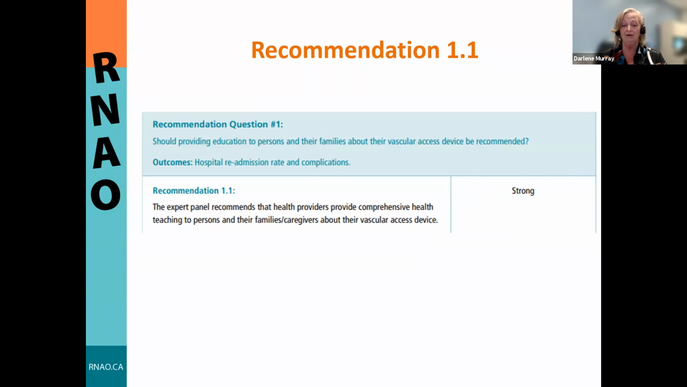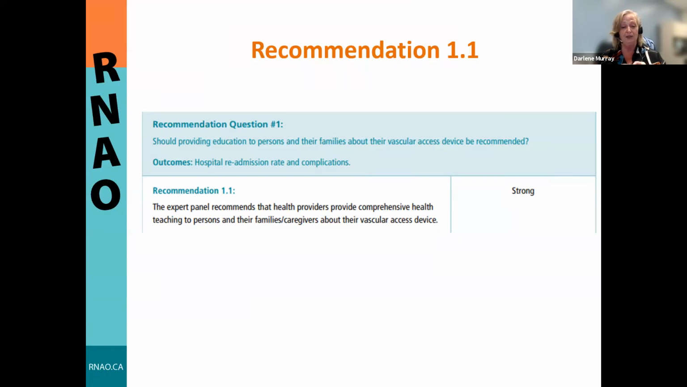Although this literature was on CVADs, the expert panel felt that health teaching in all vascular access would be beneficial, and it determined that it should be inclusive of all vascular access devices. The studies that we did look at, 2 studies focused on self-management education, while 7 studies focused on family or caregiver education, with the majority of these focusing on parents or caregivers providing care for children. The evidence suggests that comprehensive health teaching may reduce complications and hospital readmission rates. However, based on GRADE, the evidence is very uncertain.